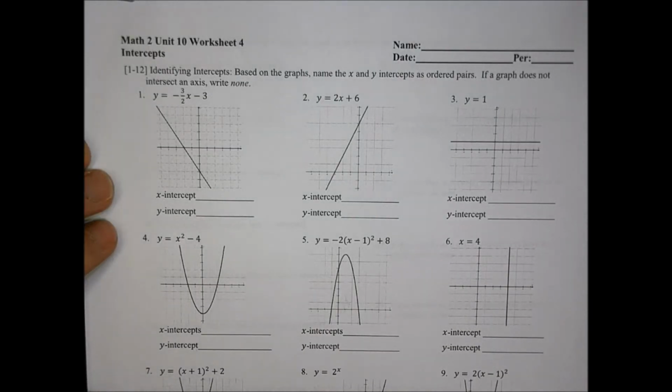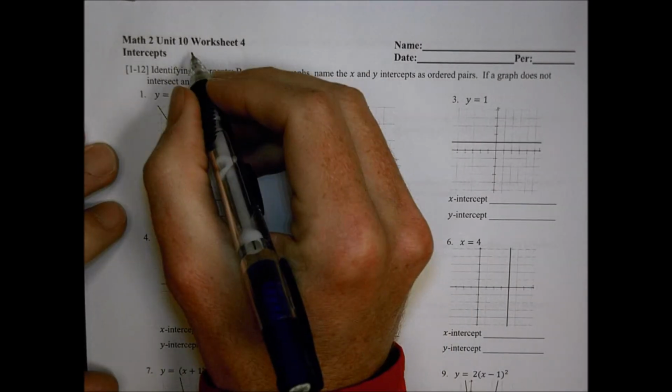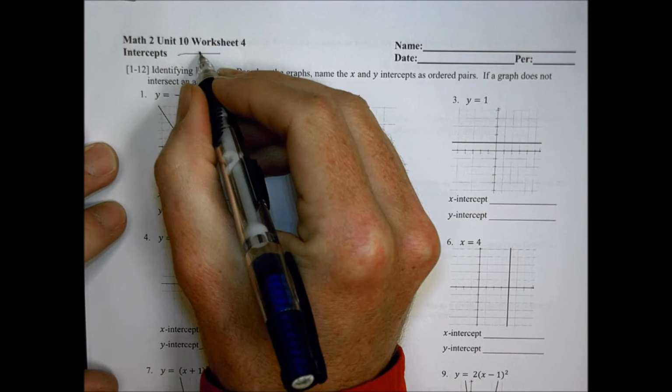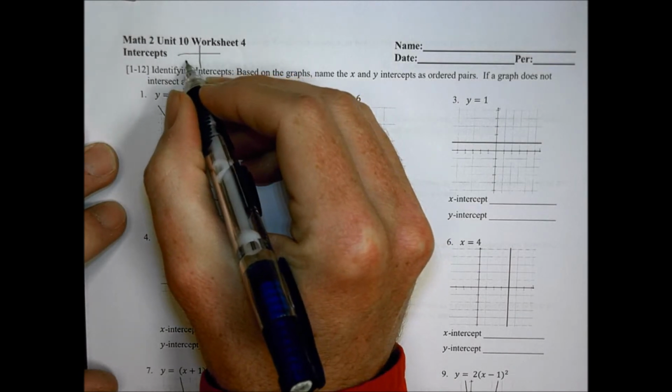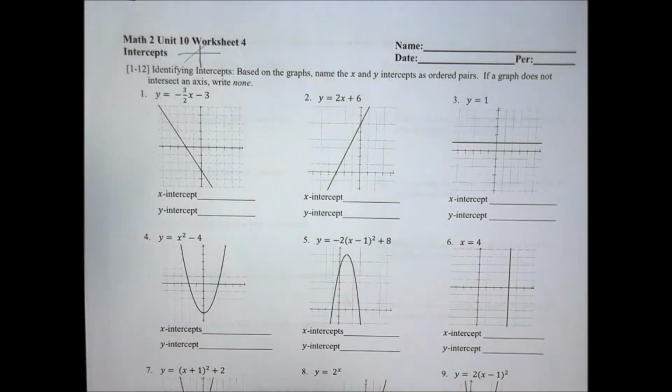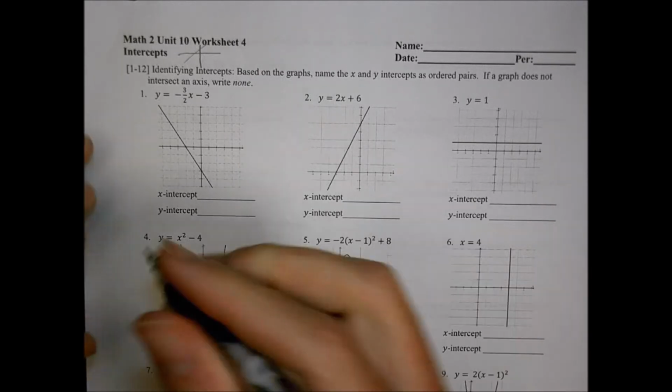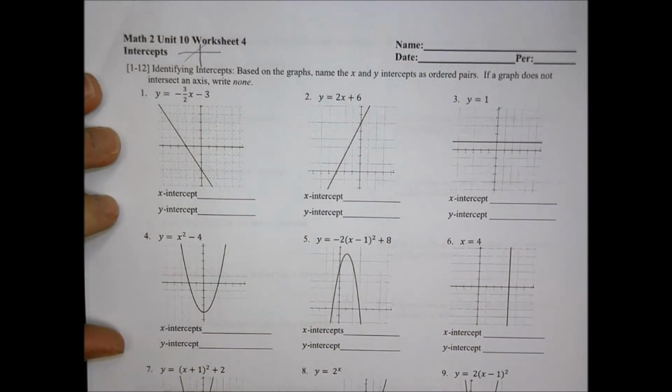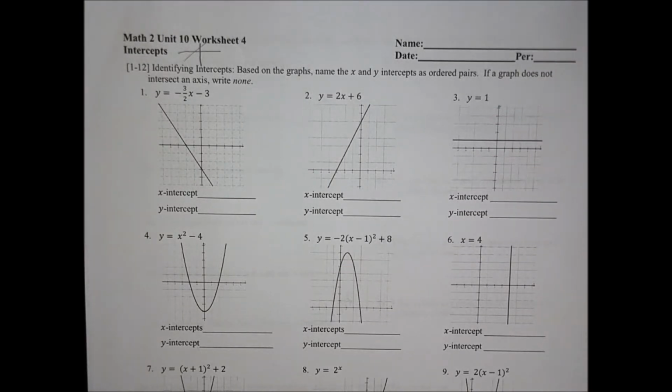Hey, this is Math 2, Unit 10, Worksheet number 4, looking today at intercepts. So that means we're looking at places where it crosses the x-axis or the y-axis, some kind of graph where it crosses and makes those points. In this first page, we're really just looking at where exactly these intercepts happen, or if they happen at all, okay? So just kind of getting familiar with some things here. So let's take a look here at some points and see what we have.